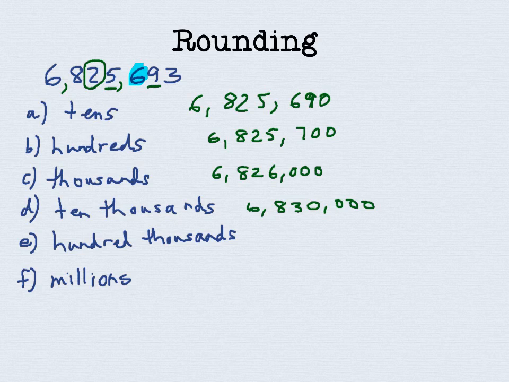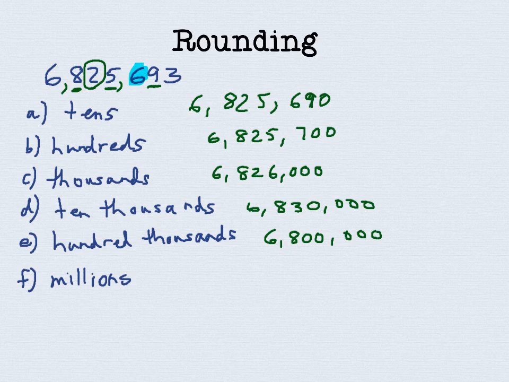100,000s, the position is the 8. The next one over is a 2. It doesn't matter what's after the 2, it's only the 2 that you're looking at. The 2 will not round it up, so it's going to remain 6,800,000. The bigger the number, the bigger the rounding, the more difference you would see in the actual value of the number.